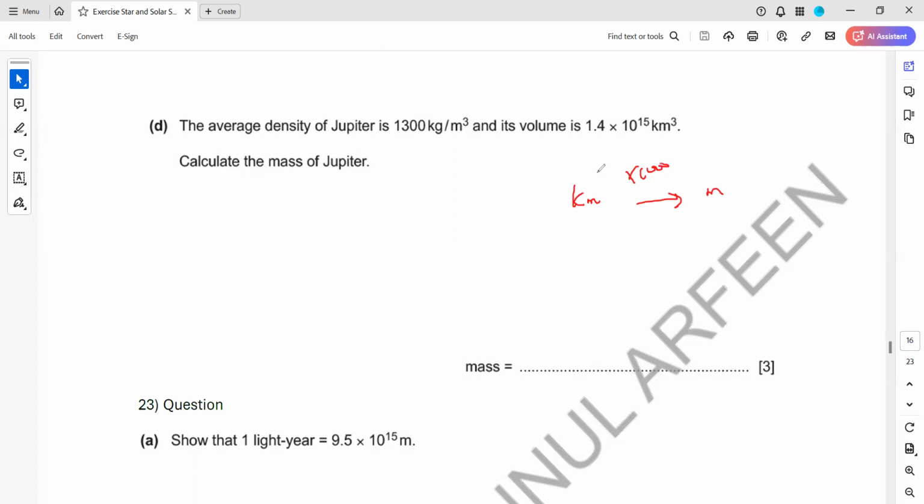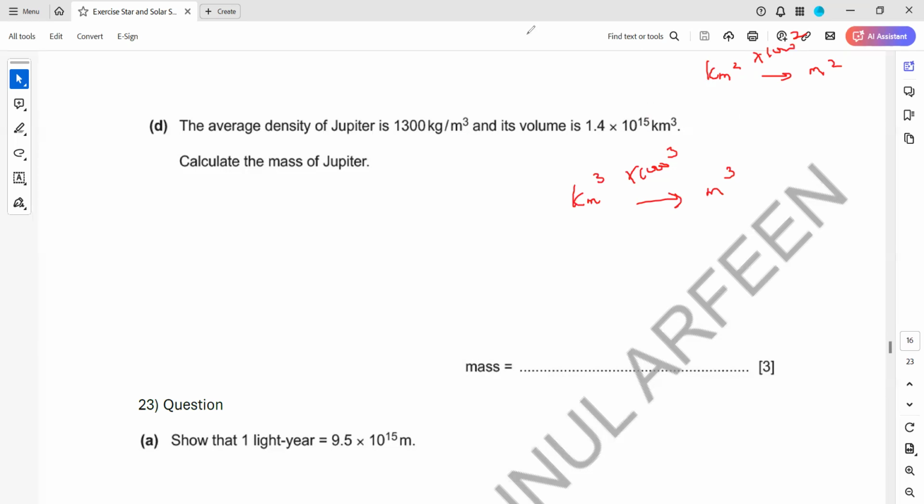But this is a kilometer cube. So if we want to convert kilometer cube into meter cube, we have to multiply by 1000 cubed. Same thing if it was an area: kilometer square into meter square. Kilometer to meter, we multiply by 1000, but kilometer square to meter square, we multiply by 1000 squared.